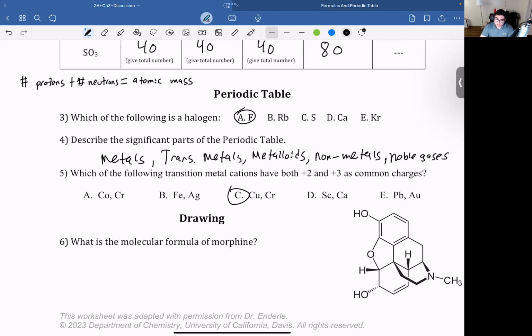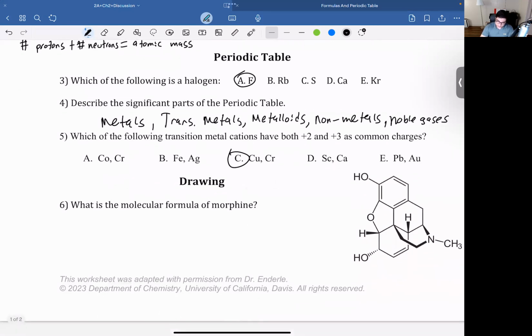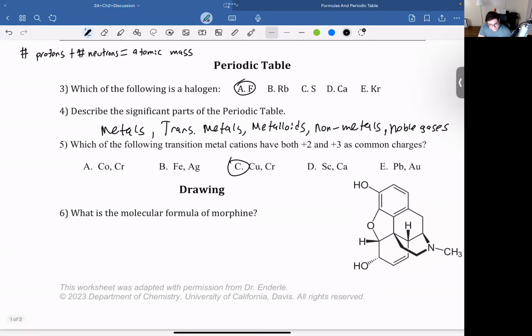I'm sure you have probably seen a list by now. Dr. Chamberlain has probably given it on things to memorize. It's probably on there. This is going to be one of them. So there are some transition metals that you are just going to want to remember the common charges for.